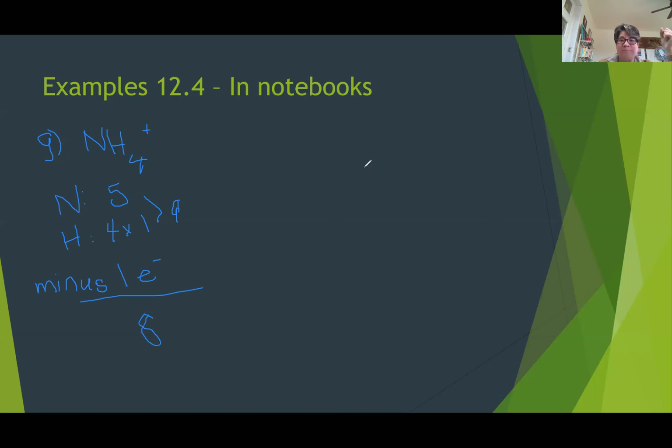Okay, so then I'm going to distribute these. I didn't draw that at the right angle. It's supposed to be more like that. NH4. And we've used all 8. And then if you have a charge, remember you put it in brackets and put a plus, okay?